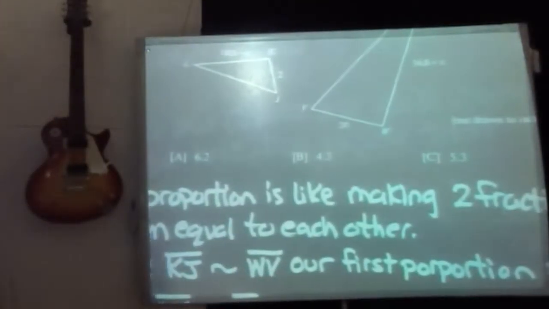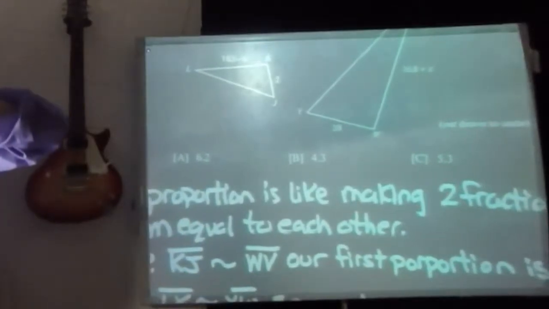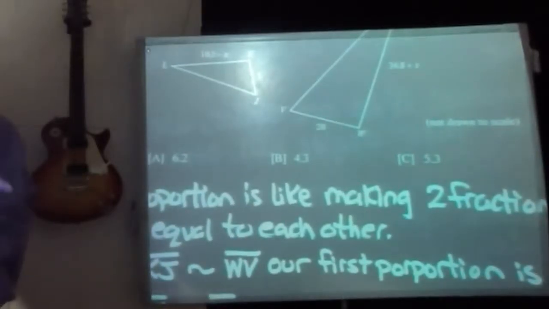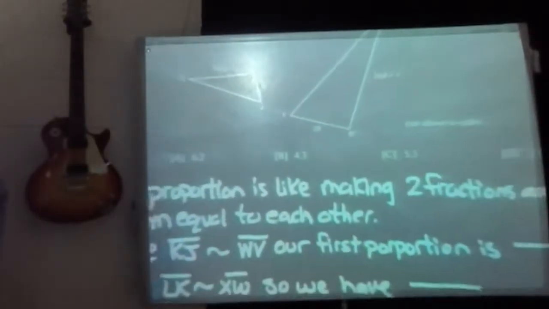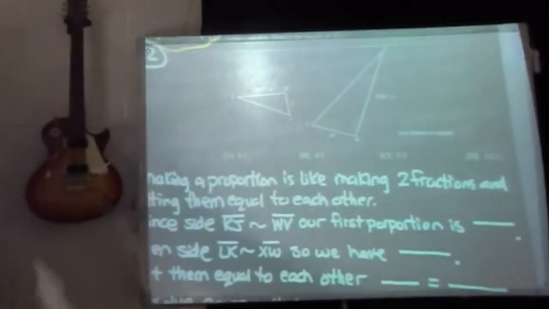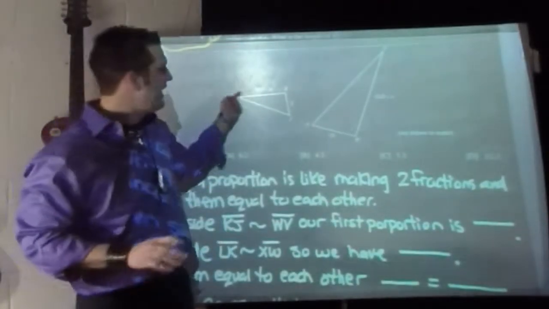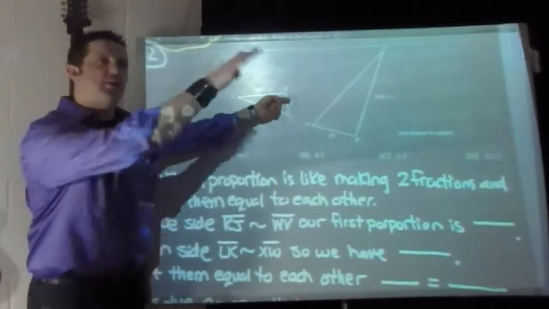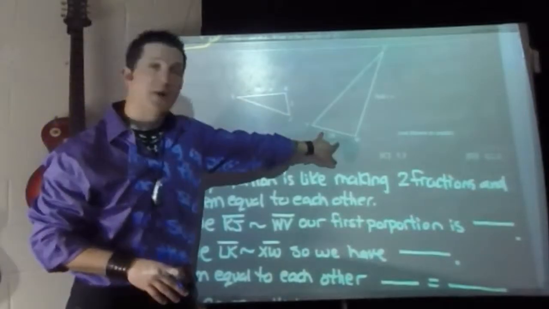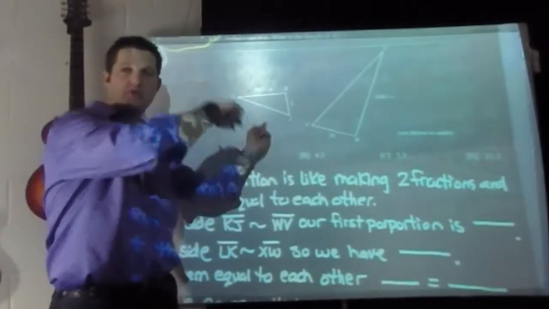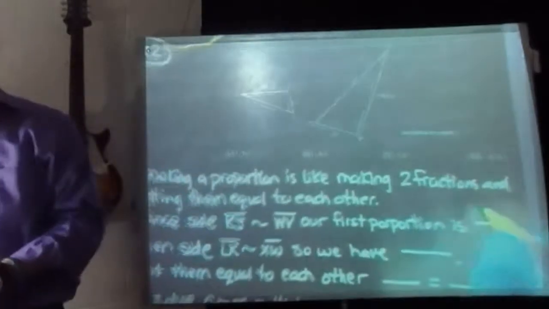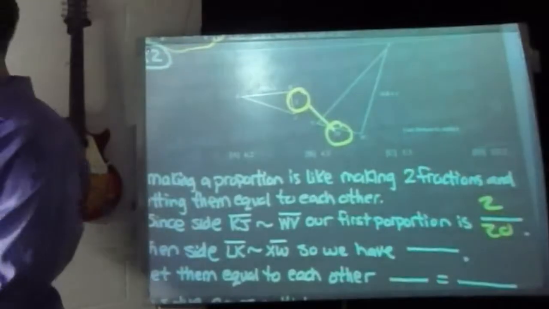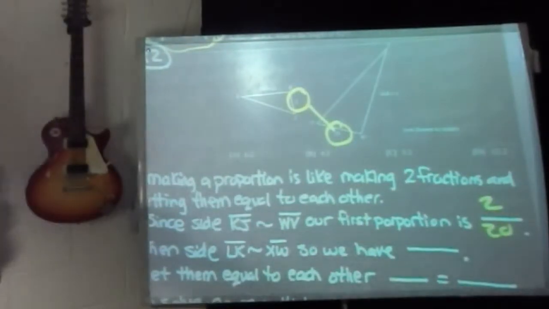All right, here's how you make a proportion. We're gonna make 2 different fractions. And if you don't understand proportion, follow along, you're gonna make a proportion whether you like it or not. All right, KJ is 2. What side does it go with over there? VW. VW, 20. There's your first proportion, 2 over 20. That's the first fraction to make, 2 over 20. The 2 goes with the 20. So there's our one fraction.